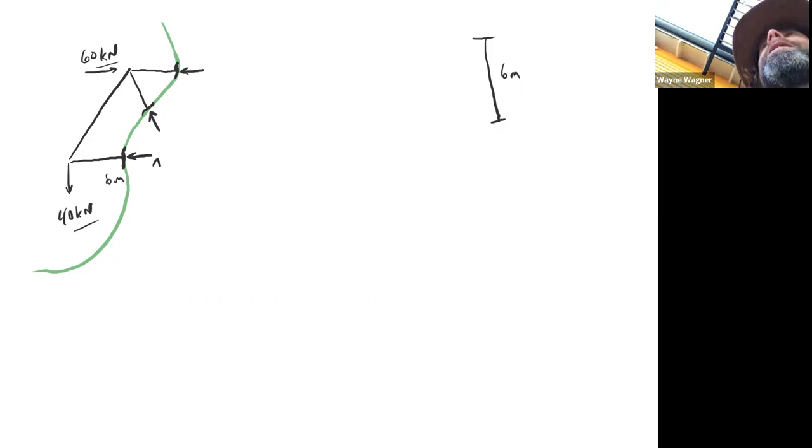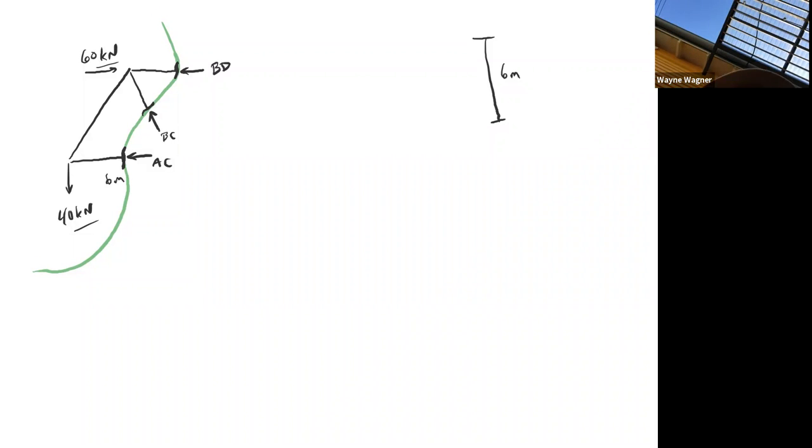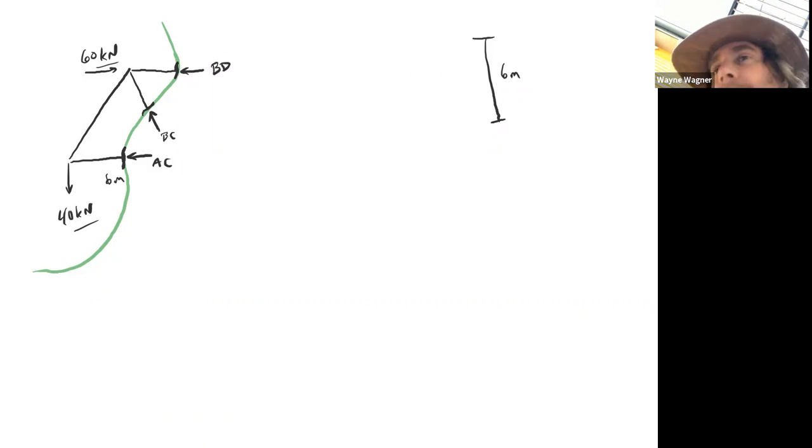Okay, so this is AC. This is BC. And this is BD. Okay. Yeah, he can absolutely have water. Okay, so what we're gonna do here is we're looking for low-hanging fruit. So, you know, we already know we have three equations. Sum of the forces in the x equals 0.